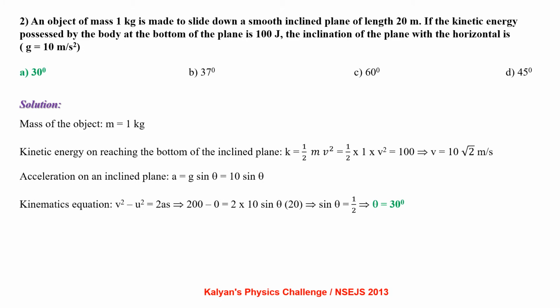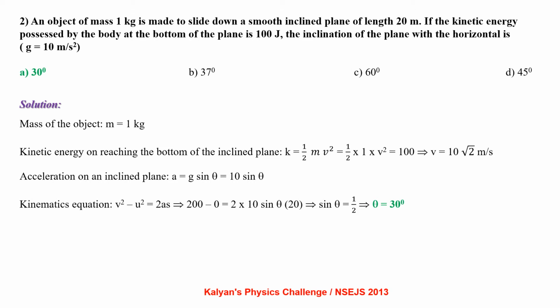An object of mass 1 kg is made to slide down a smooth inclined plane of length 20 meter. If the kinetic energy possessed by the body at the bottom of the plane is 100 joule, the inclination of the plane with the horizontal is, take g equal to 10 meter per second square.